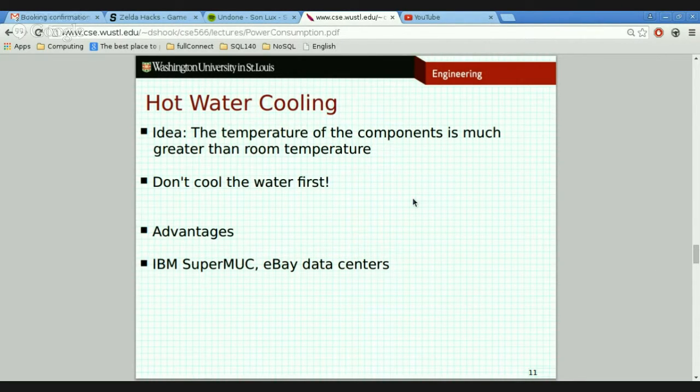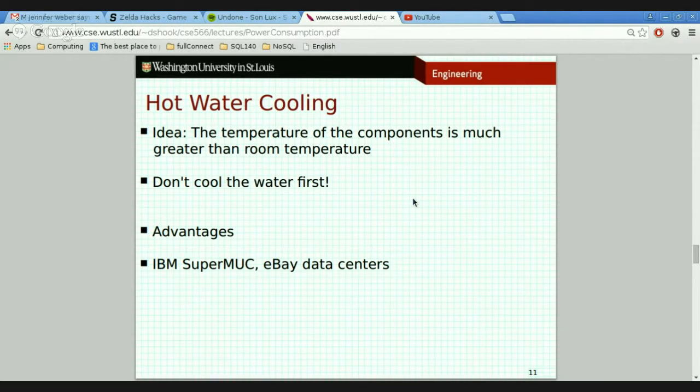Okay, so another interesting idea within the world of heat dissipation that's been gaining traction within the last few years is this concept of hot water cooling. So the idea behind this hot water cooling method of heat dissipation is that the temperature of the components, the temperature of these chips is much, much higher than room temperature. They get really, really hot. And so we don't necessarily need to use cold water here. We don't necessarily need to use chilled water to cool these chips down.